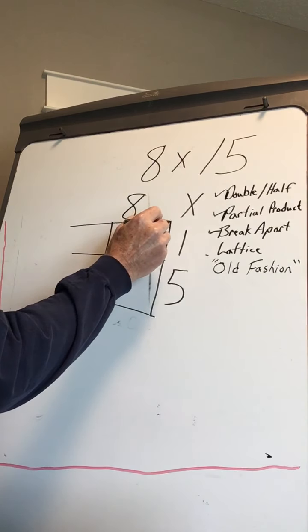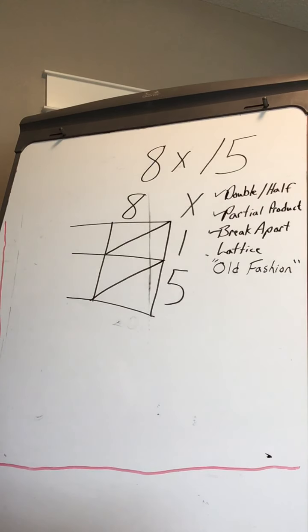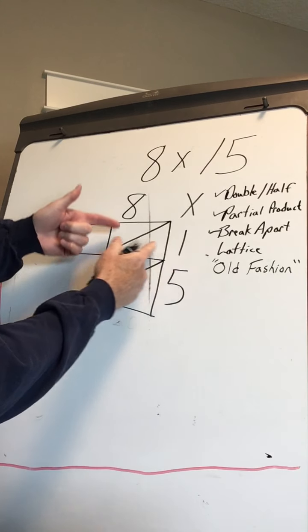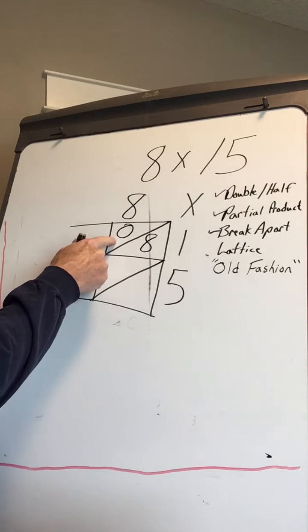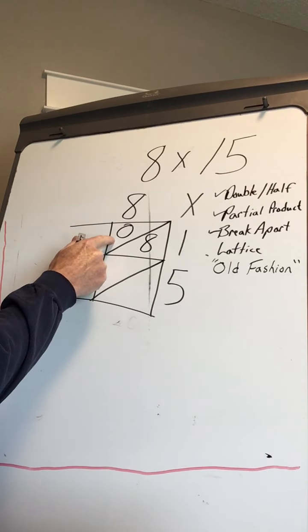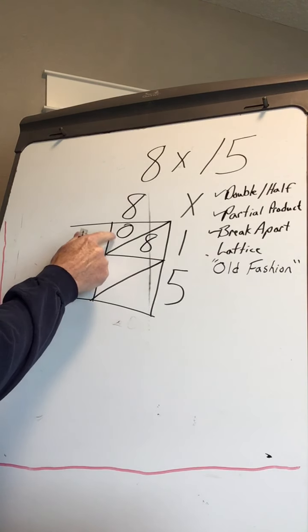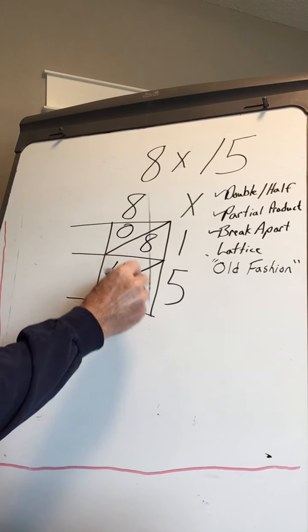The most important thing is upper right, lower left. You're dividing these boxes into diagonals, and then it becomes a grid problem again. 8 times 1 is 0, 8. Don't need to fill that 0 in, but if you leave it blank, you might think you forgot something. So 0, 8, and 8 times 5 is 40.